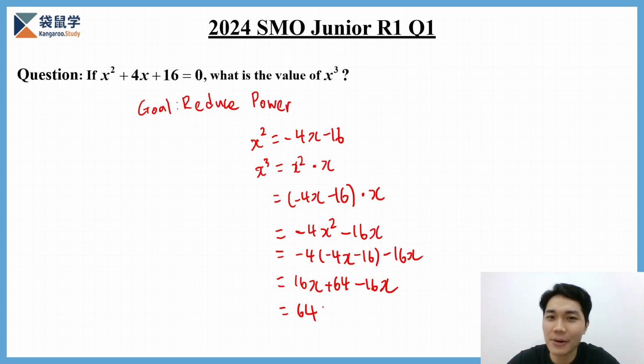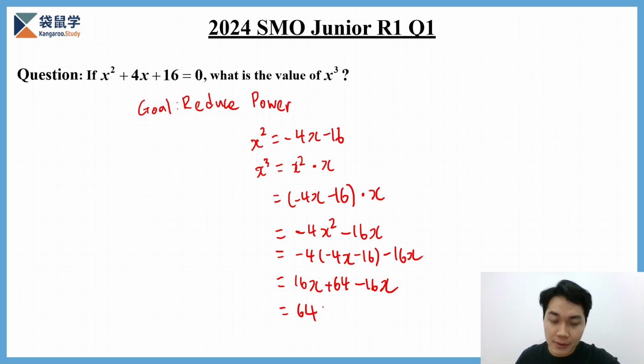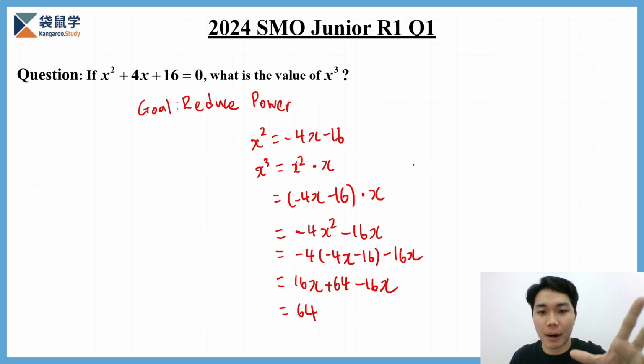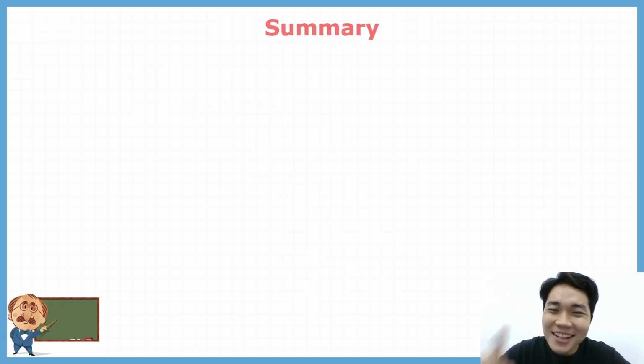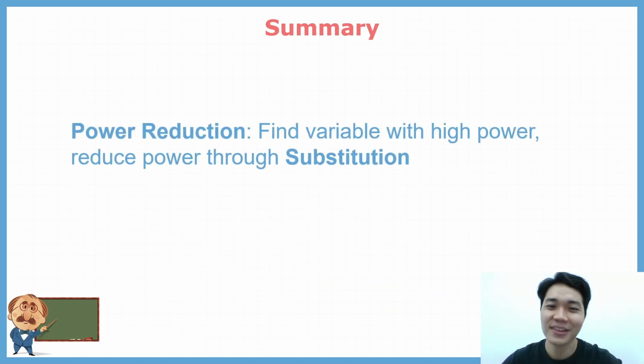Let's have a quick summary of what we did here. Remember, because we want to find the value of a variable with a high power, what we're trying to do here is to take the high power and bring it down. So in summary, if you want to find the value of a variable with a high power, you should focus on reducing the power through power reduction. To do this, you reduce it using substitution.